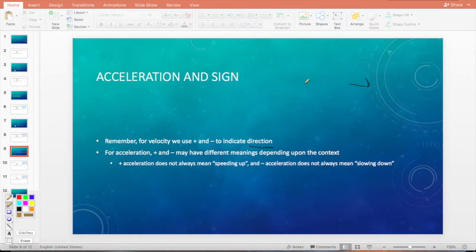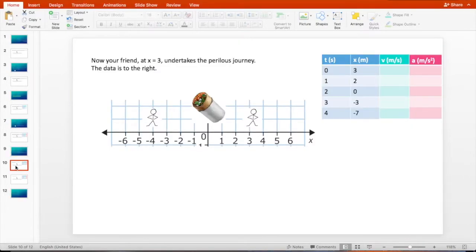What about, though, with acceleration? Well, with acceleration, the sign depends upon the context. Positive and negative acceleration may have different meaning depending on the context. A positive, very, very important, a positive acceleration does not always mean speeding up. And a negative acceleration does not always mean slowing down. Now, how can this be? This time your friend is undertaking the perilous journey to obtain the burrito of the gods, and the data for his journey is over here to the right.